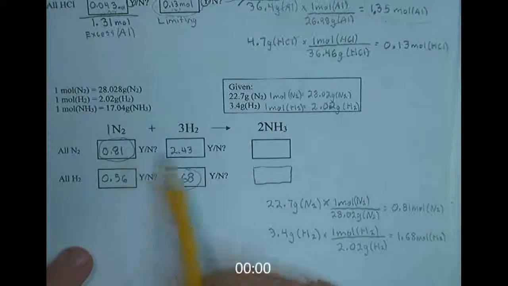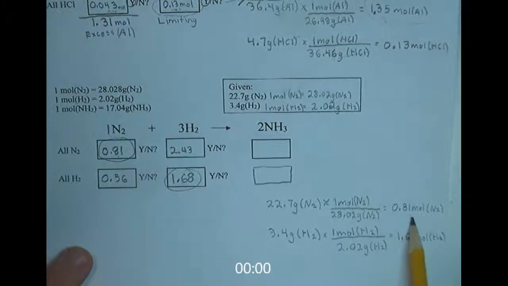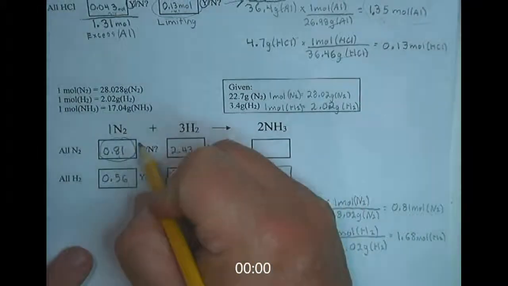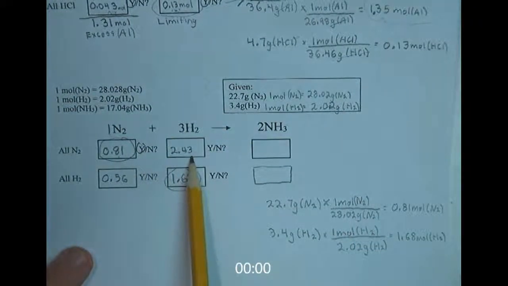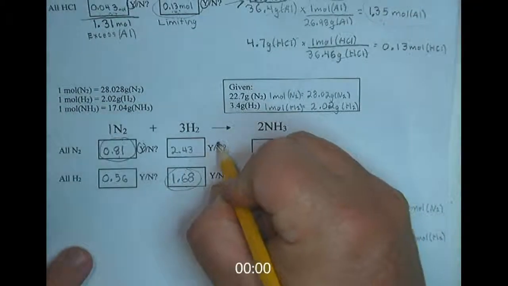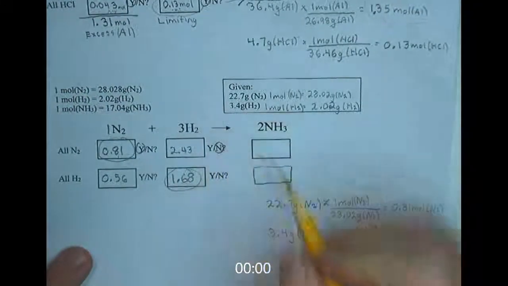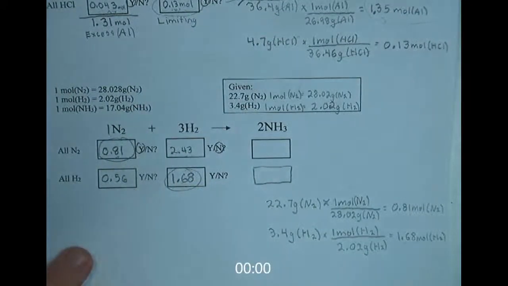Now we're ready to go around and do our yes-no matrix here and see which one works. So do we have at least 0.81 moles of nitrogen? Well, yes, of course, that's what we were given. That's why we put that there, okay? So that's a yes. Okay, do we have at least 2.43 moles of H2? No, we don't. We only were given 1.68 moles, so we do not have at least 2.43 moles. So that's the one that's going to run out first. We would need 2.43 to make all of this react. We don't have that much.